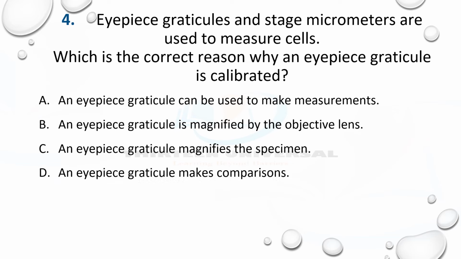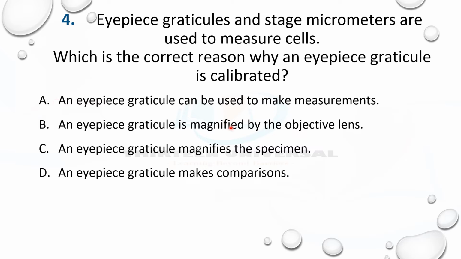Now this question is very interesting. The question says eyepiece graticles and stage micrometers are used to measure cells. Which is the correct reason why the eyepiece graticle is calibrated? Let's run through it, but you can also pause and look at it. An eyepiece graticle can be used to make measurements. This is correct, but the measurement will be in eyepiece graticle units, EPU. Now this sounds correct. Let's see why the other ones are wrong.